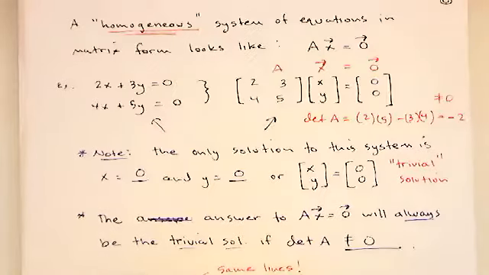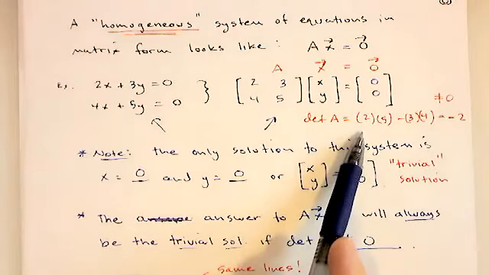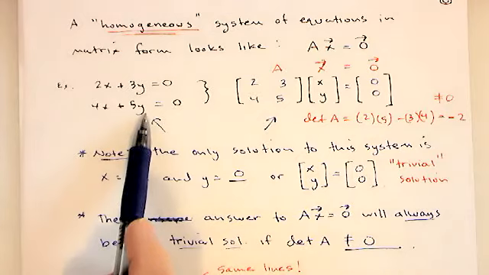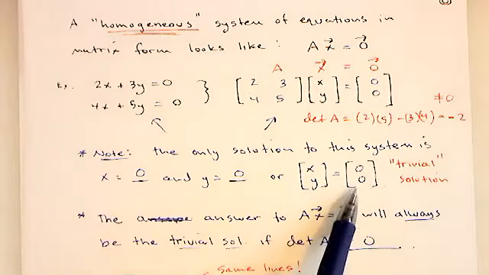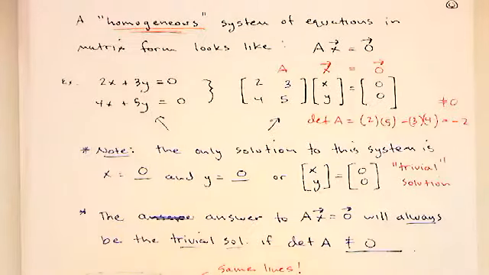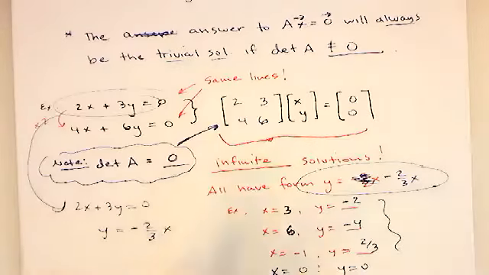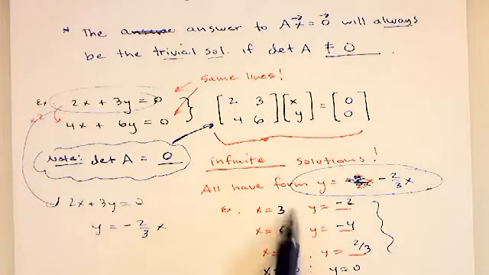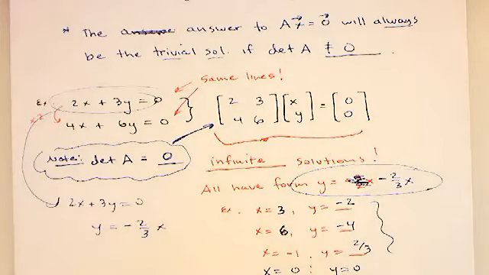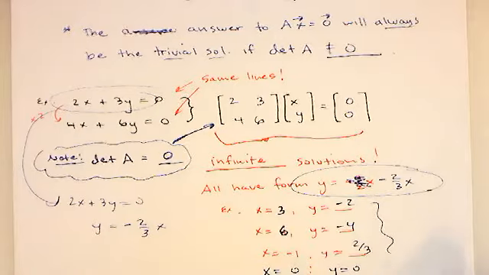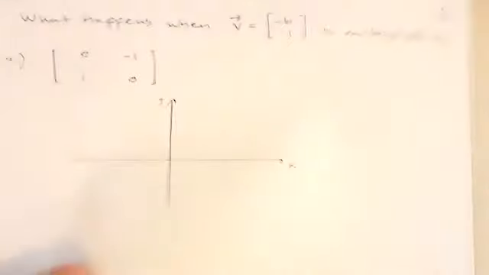If the determinant of A is not 0, like in the first example, the only solution is 0, 0. Whereas on this one, when the determinant is 0, not only is 0, 0 a solution, there are many more solutions, right? There's an infinite number of solutions. Okay, so we needed to understand that. We're going to come back to that too, so keep that page handy.